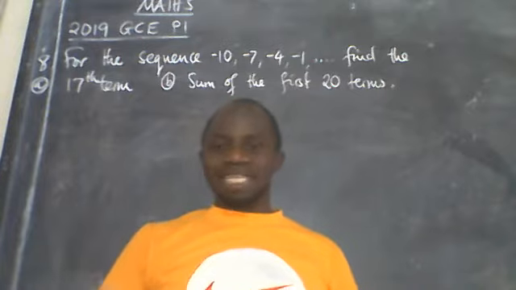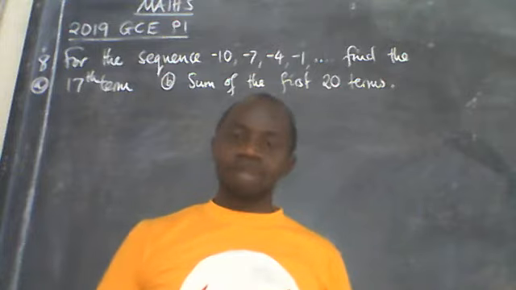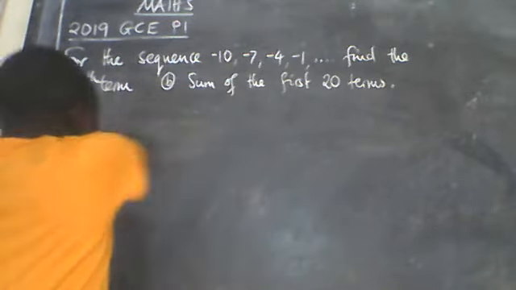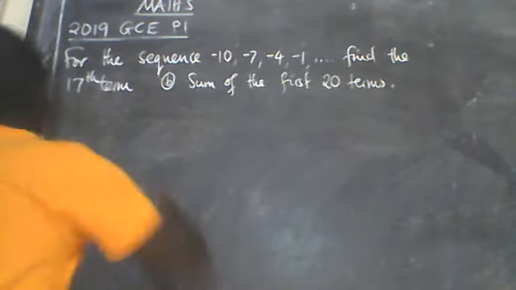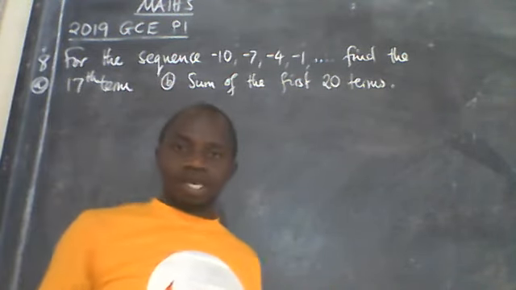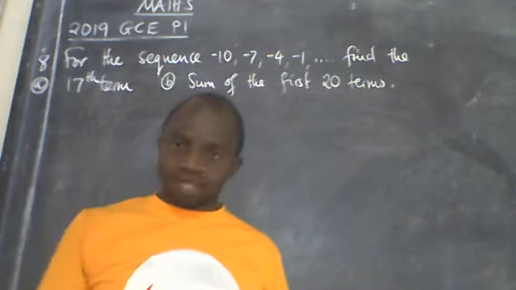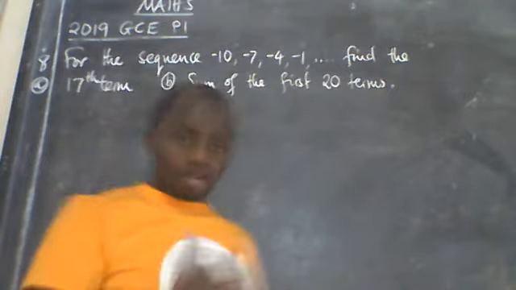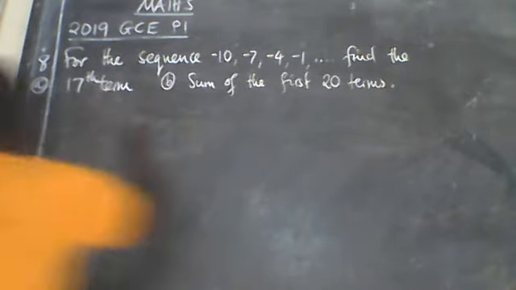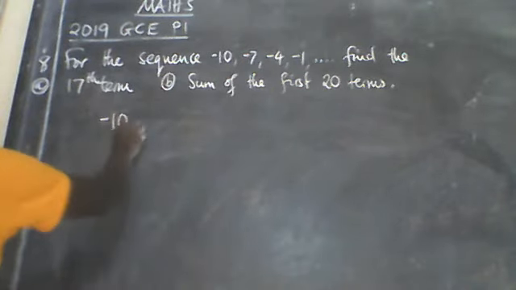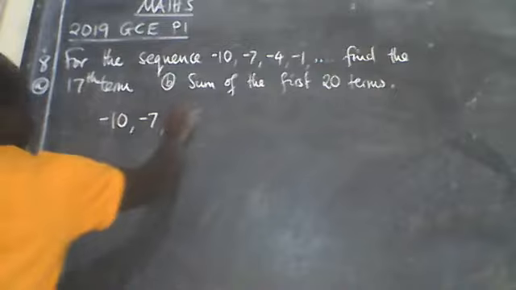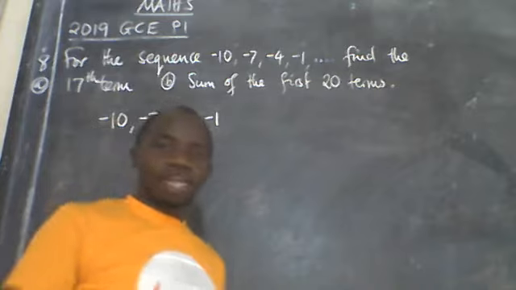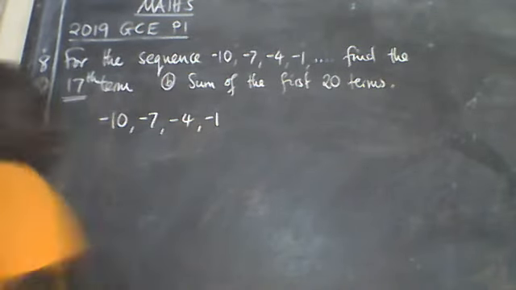In most cases, mostly paper 1 is AP. Okay, then paper 2, that's why you find GP there. Okay, so now looking at this question here, we are told to find the 17th term. In paper 1, you will not be given formulas for AP. Okay, but in paper 2, you'll be given formulas for GP. So now what you do here is, this is the sequence, which will be negative 10 here. We have negative 7, we have negative 4, we have negative 1. This is the sequence. Okay, now we want to find the term that will be on 17.